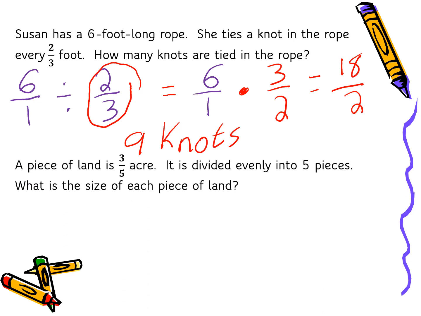And our second question states a piece of land is 3/5 acre. It is divided evenly into 5 pieces. What is the size of each piece of land? In this problem, many students have the misconception of writing 5 for their whole number to represent the total piece of the land. But the total piece of the land in this problem is 3/5 acres. So that will be my first fraction.